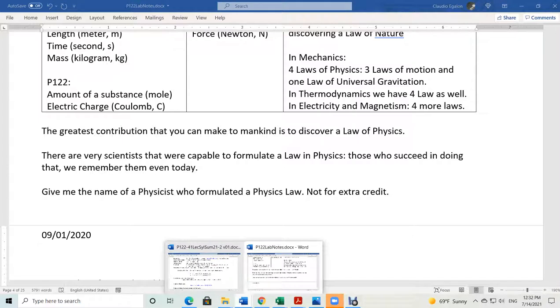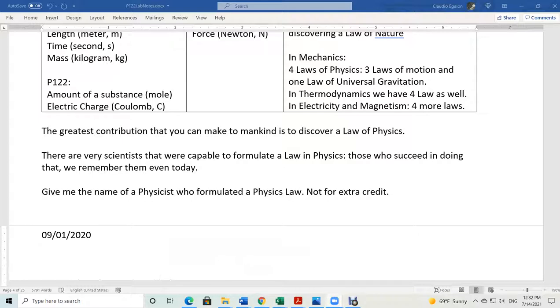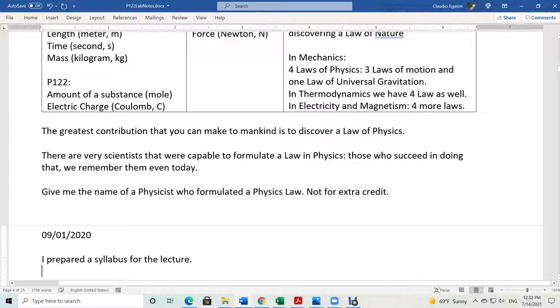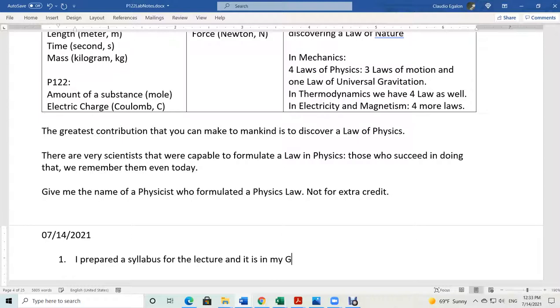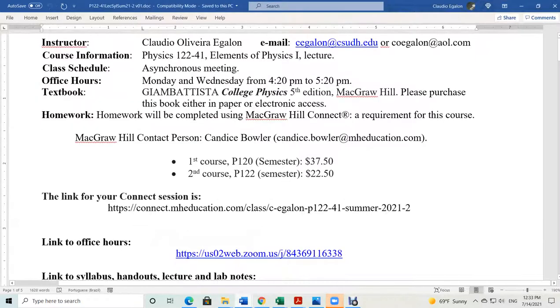So here you go. I prepared a syllabus for the lecture. Let me get the date here. The right date is July 14, 2021. It's in my Google Drive. Let me show you the syllabus of the lecture.